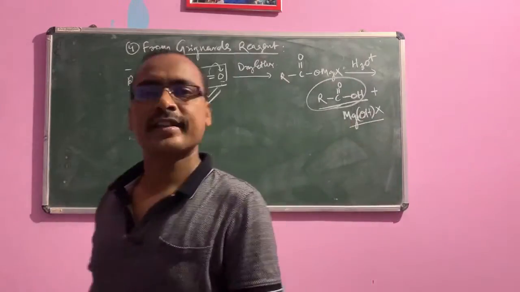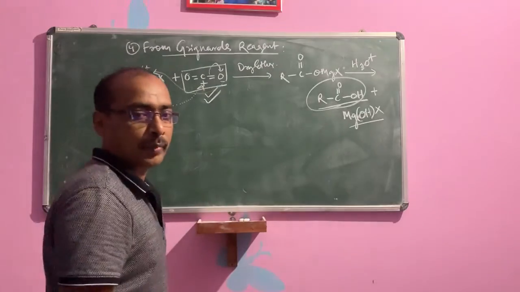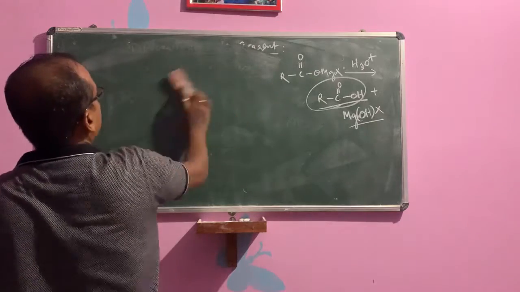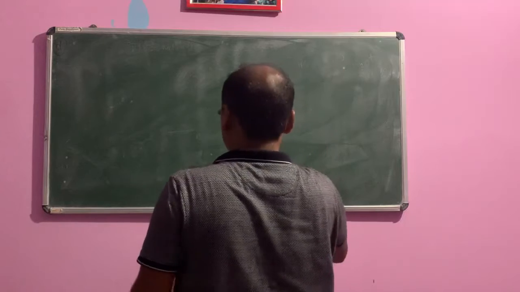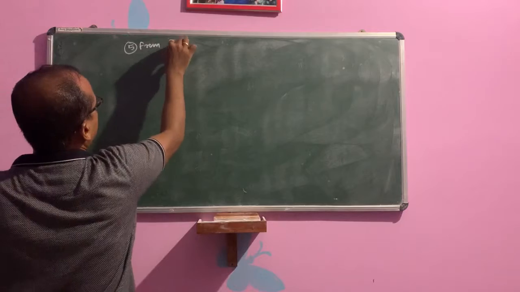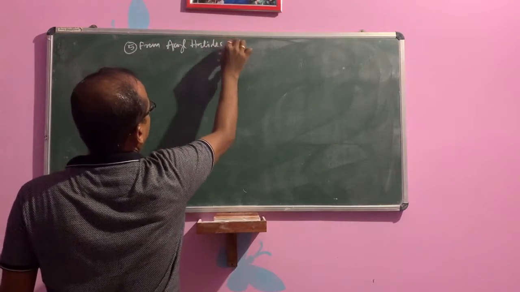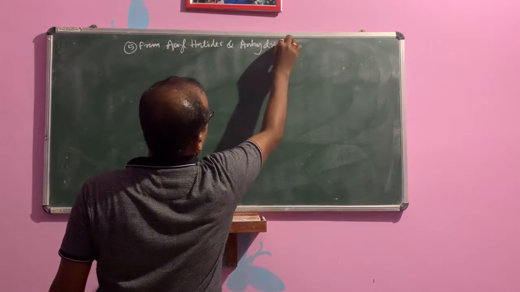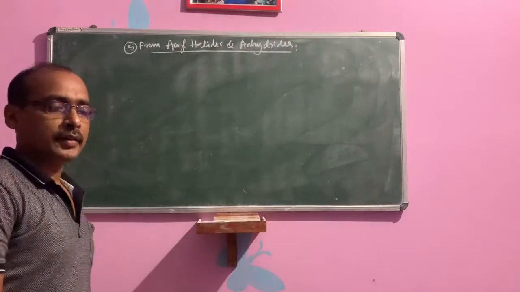Then next is from acyl halide and anhydride. The last one, the fifth preparation, after the fourth one, is the preparation from acyl halide and anhydride. From acyl halide and anhydride.